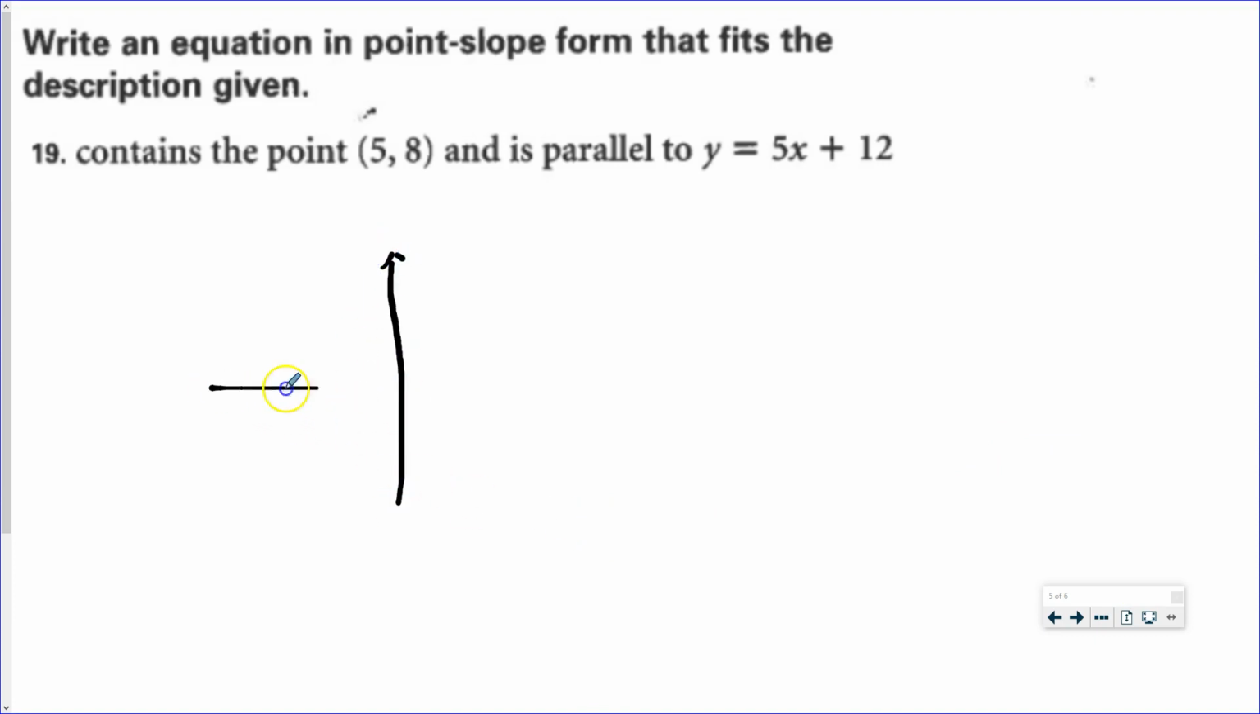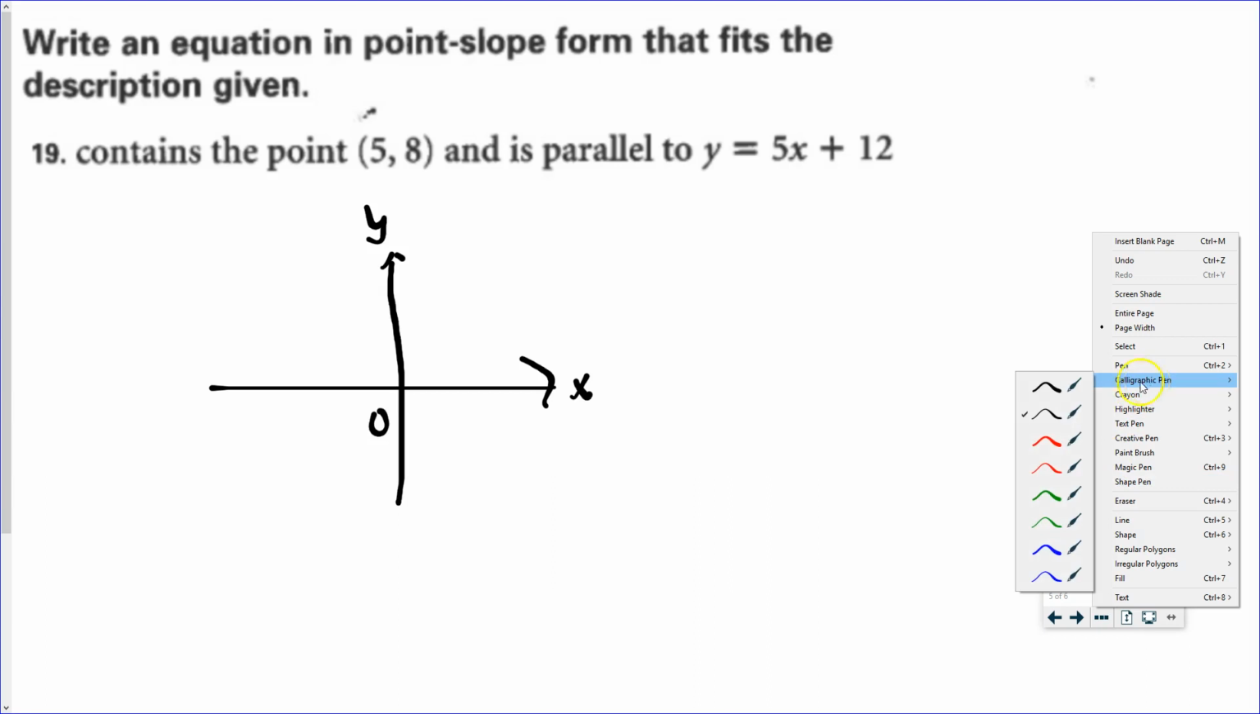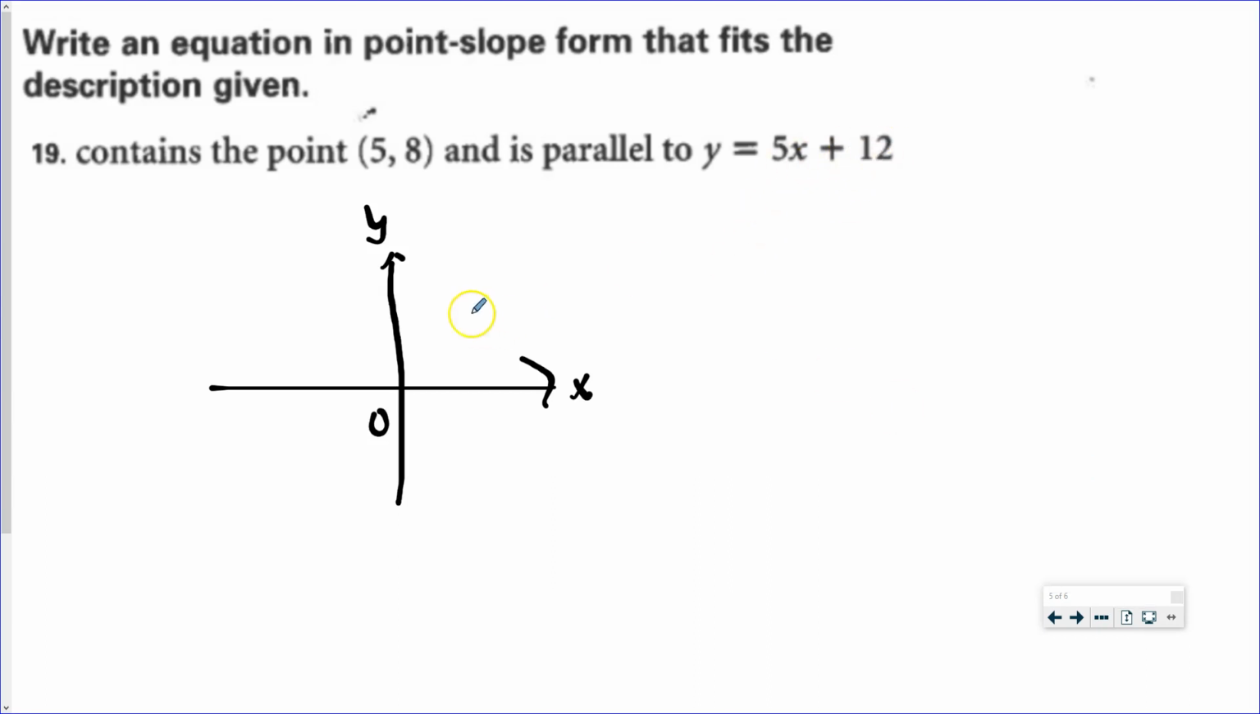I have my x and y axis over here. I have a line which is like this. Let's use red. The y-intercept is going to be 12, so it's 12 over here. And it's a positive slope. I'm drawing it very randomly. Okay, so this is my line, y is equal to 5x plus 12.